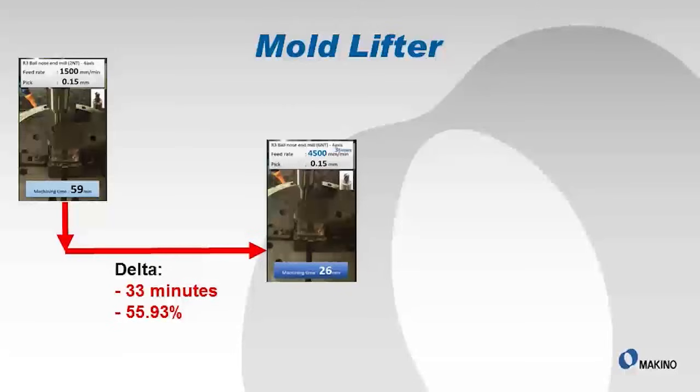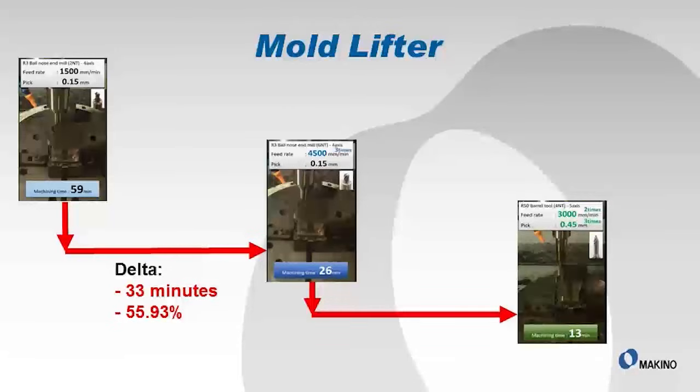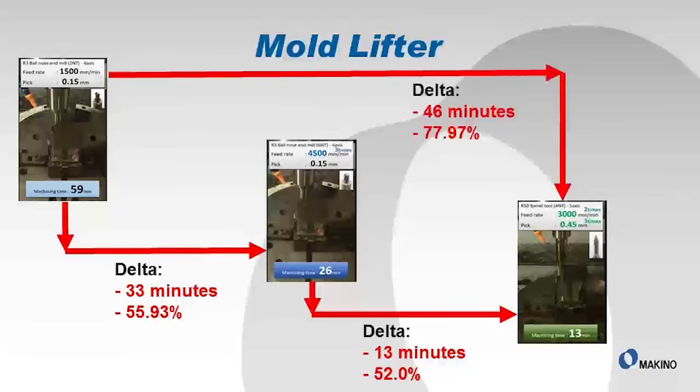Then the third one is where we used the barrel tool and the full 5-axis or 5XC. You'll see we ran twice the feed rate and 3 times the pick rate, and we got the cycle time down to 13 minutes. Well, that's another 13-minute reduction from the middle one there, or another 52%. Or if I look from beginning to end, the total delta was 46 minutes, which means I've taken 78% of the cycle time out of that mold lifter.